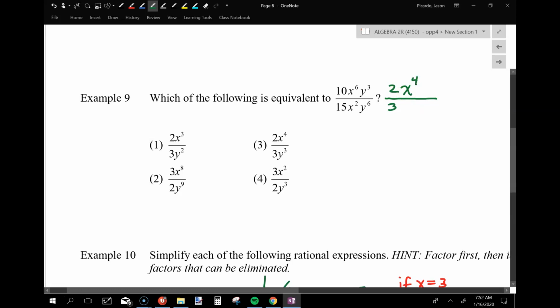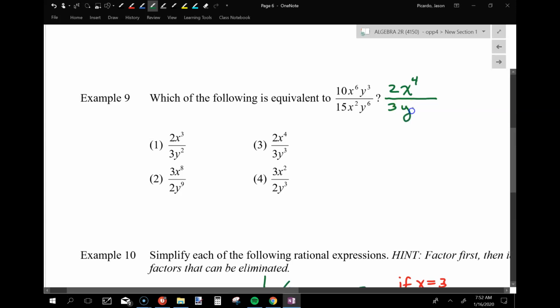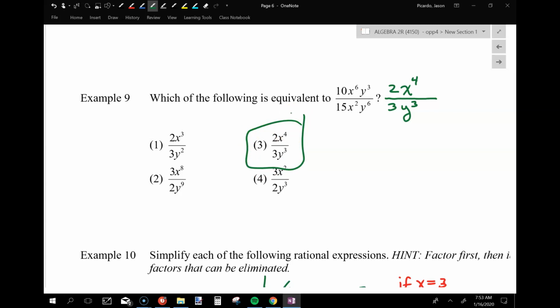I have y's on the top and y's on the bottom. Where are there more? On the bottom. How many more? And there's your answer. 2x to the 4th, 3y to the 3rd. Now, why did I play that as a where is there more game? Because how many terms were in the top and the bottom? 1, right?